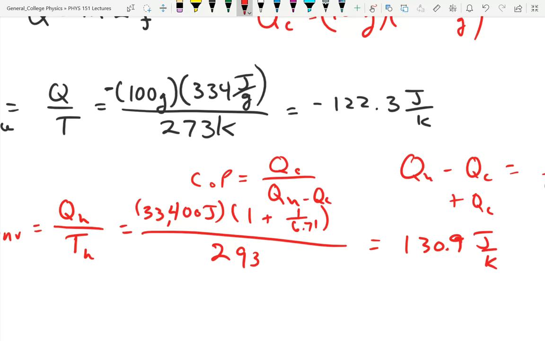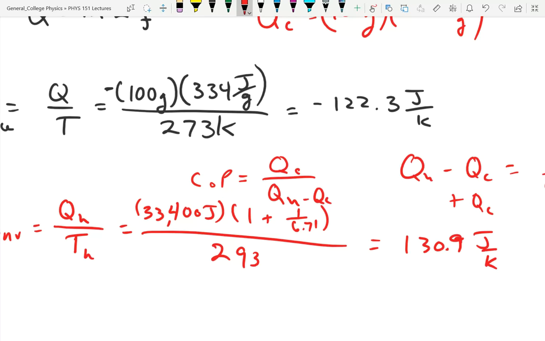So how did my total entropy change for freezing this ice? What was the change in entropy for the universe? Did it go up or down? Up by 8.6. Because we had a drop of 122.3 for the ice and an increase of 130.9 for the exterior.